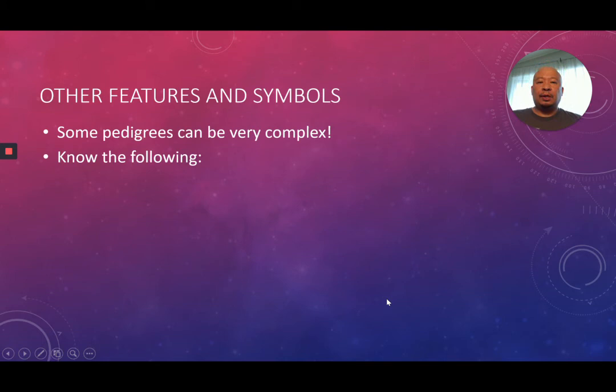So even though pedigrees can be pretty complex, we've only looked at just two symbols. Okay, we've looked at the male and female, and then we looked at a couple of different types of lines. But there are other types of symbols that I haven't shown you yet. So here's a list of the ones that you will eventually know more of.